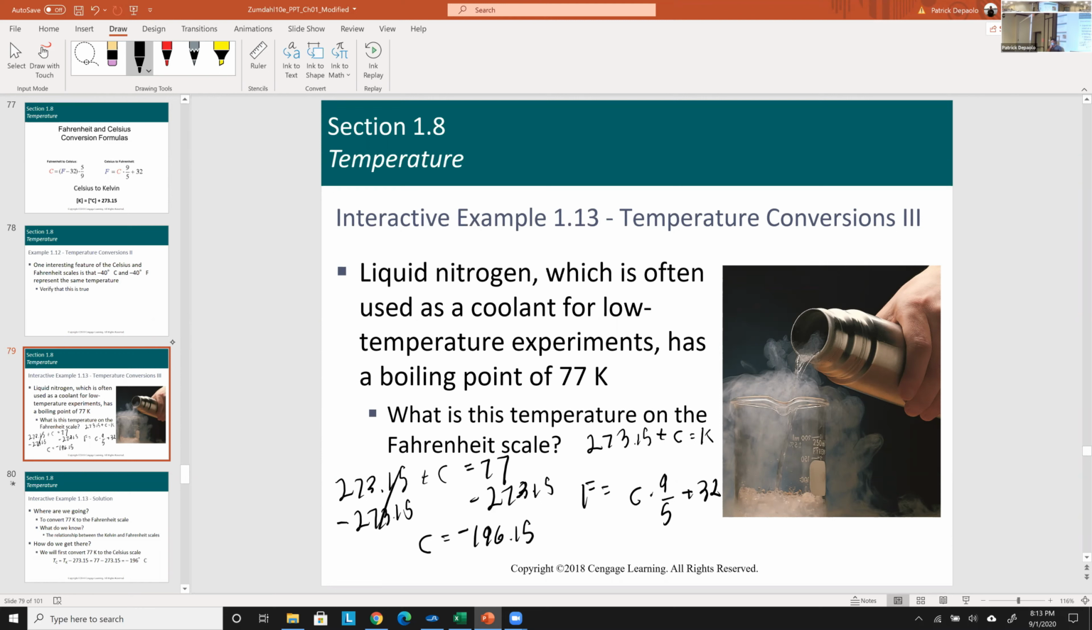Okay, so now what would you do? You plug it into the equation. Exactly. So yeah, you plug it into the equation. Good old plug and shove.